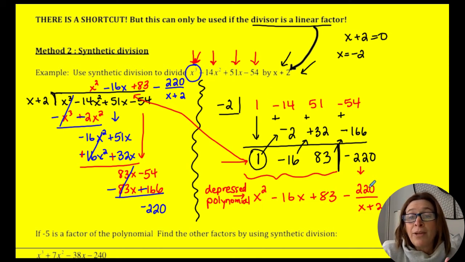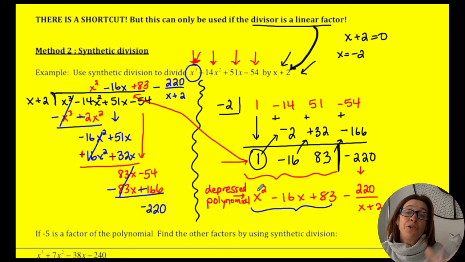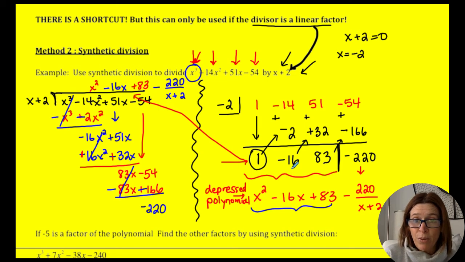Now, if the remainder were 0, then this would be a factor of the polynomial. And if it's really of higher degree, you might be able to even factor that depressed polynomial. And we're going to talk about that a little bit more, okay? All right, so hopefully that was helpful. We're going to try one more time.